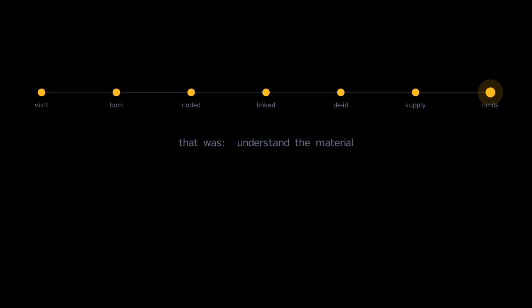For 7 chapters, we followed one visit as it became raw material. It was born, it was coded, it was linked to the same person across sources, it was de-identified, it moved through an invisible supply chain, and we learned exactly what it can and cannot see. That was the whole point, to understand the material.